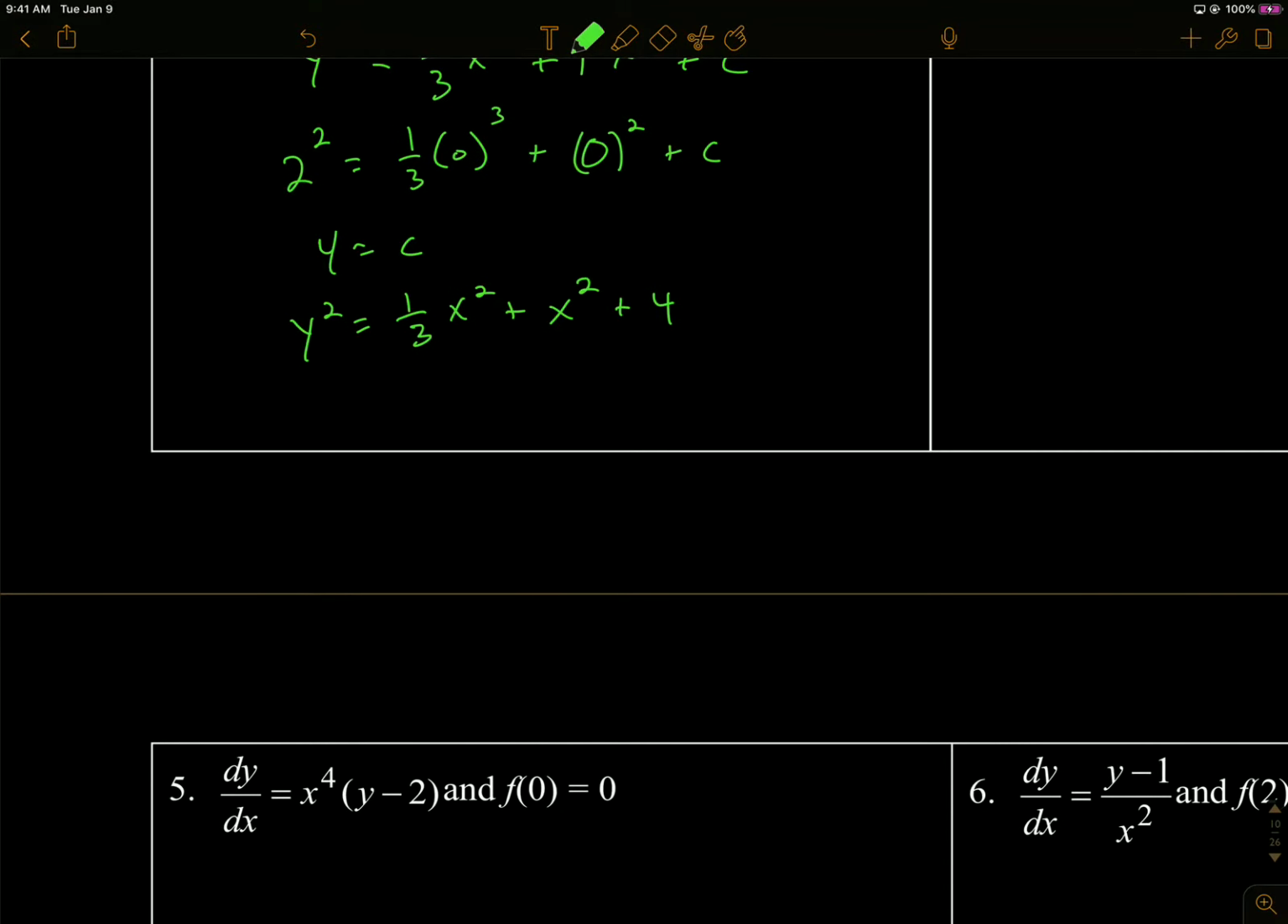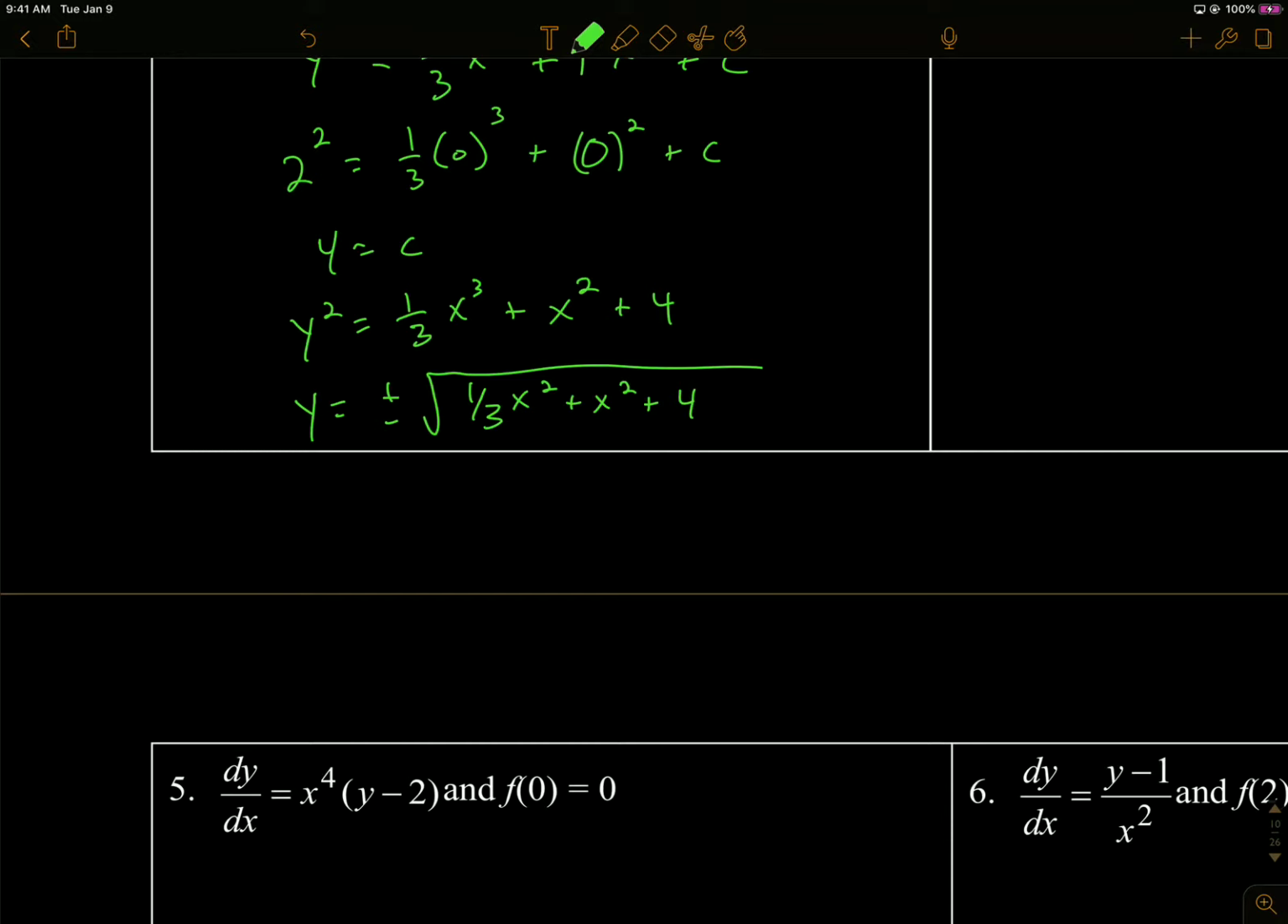What's going to happen here is I can square root both sides. So I'm going to get plus or minus the square root of 1/3 x squared plus, that shouldn't be x squared, that should be x cubed, sorry. 1/3 x cubed plus x squared plus 4. And it's the square root of that.